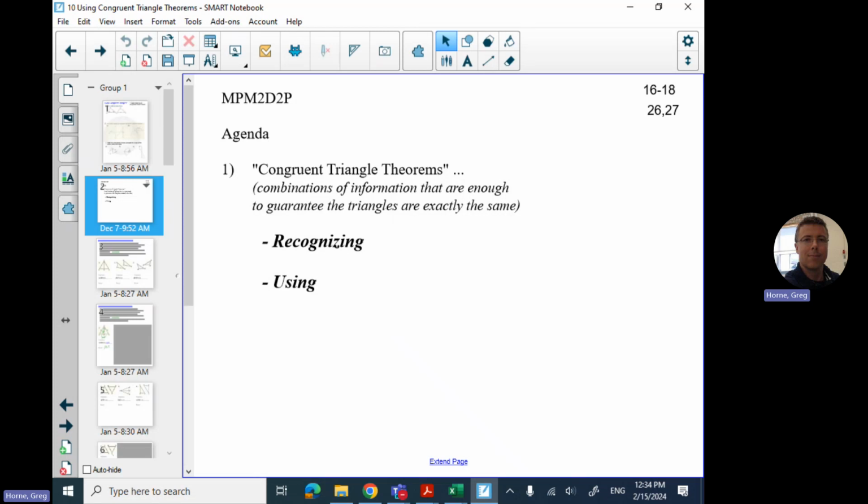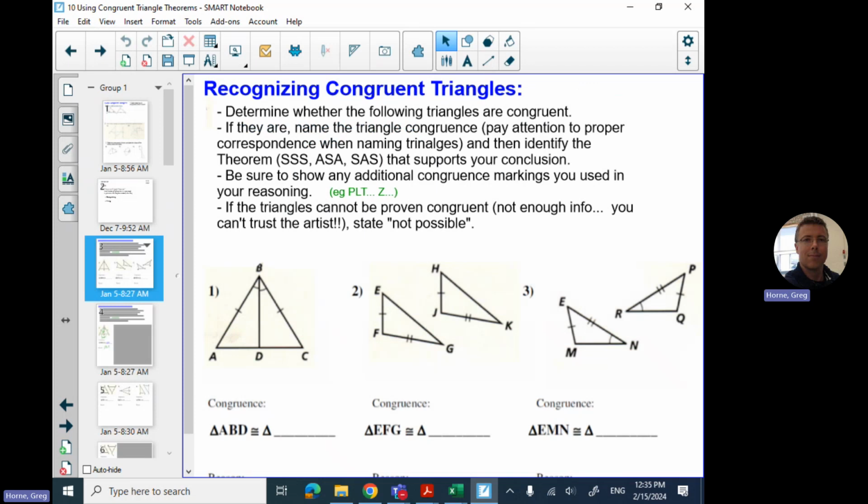All right. So as usual, the first page is your practice work. Let's get going. So this first triangle here, notice that the instructions say determine whether the following triangles are congruent. If they are, name the congruence information that proves it or supports your conclusion. Be sure to show any additional markings if needed or part of your reasoning. So if there's parallel lines that guarantee two angles are equal, and that's necessary, show that as well. And if they can't be proven, if there's not enough information, then state not possible or not enough info.